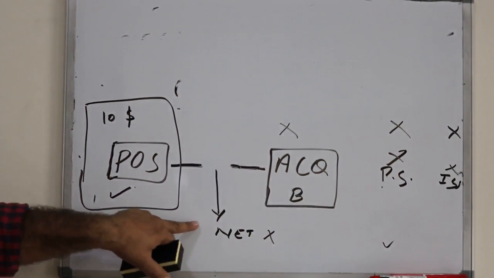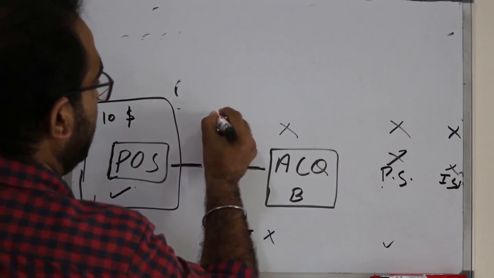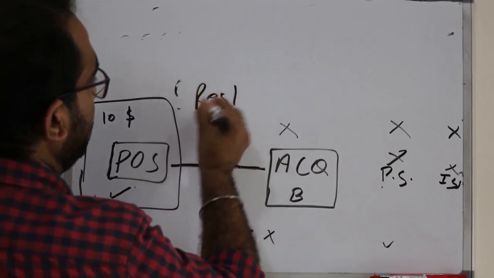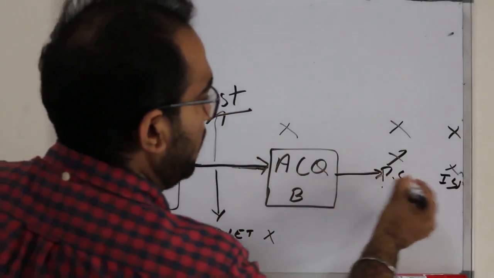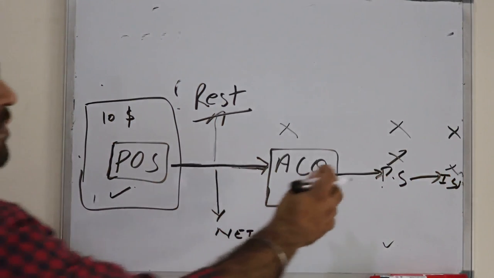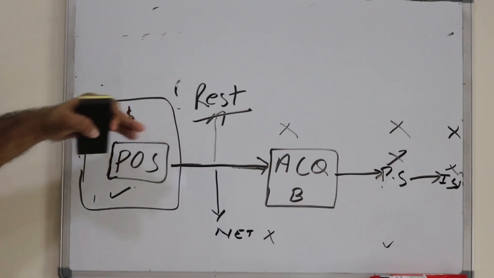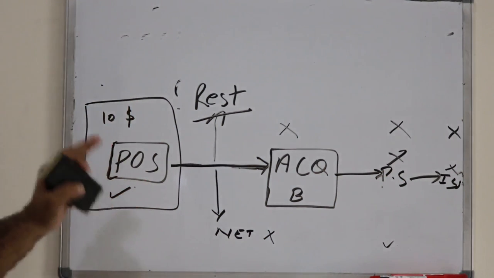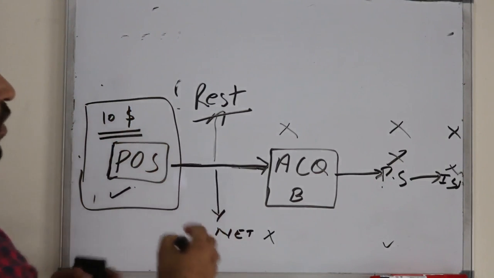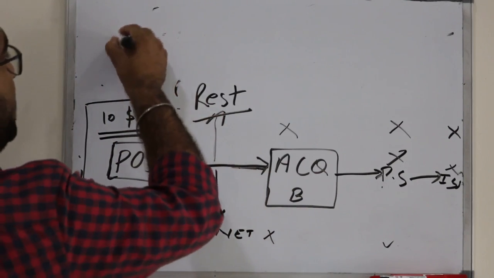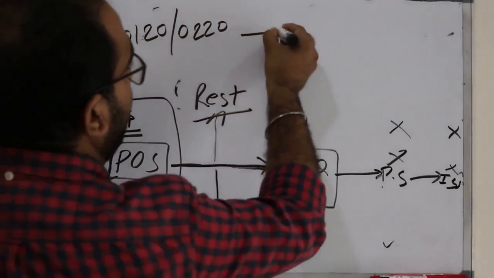Once this connection is restored, once the connection is restored, it means there is again a connection back. The connection was only down here, but I'm just showing it here also. So now what will happen? Once the connection is restored at the POS device, they have the capability to send this transaction as an offline advice to the acquiring member. So they will send either a 0120 or 0220 to the acquiring bank.